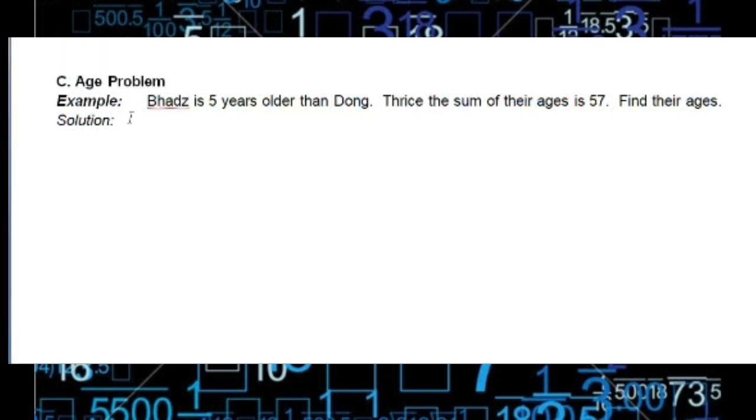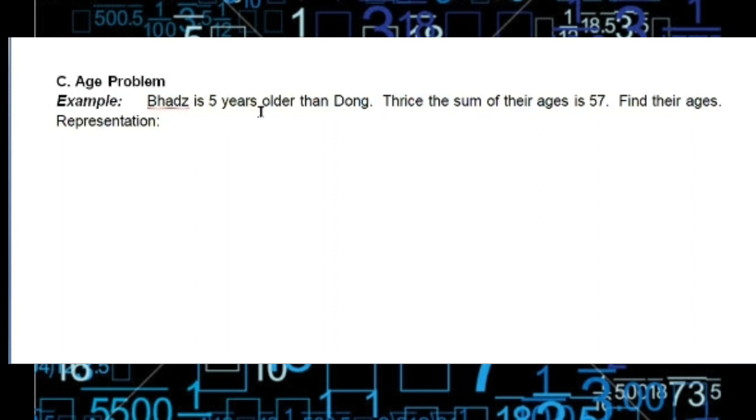So first, make a representation. You need to represent the first sentence. My question always, ang magiging x nyo dito, kung ano yung hindi subject. Pag hindi siya subject, siya yung x. Bads or Dong? Mathematically, that is Dong. Kasi Bads yung subject natin sa sentence eh. So, lagay natin dito, let x be Dong's age.